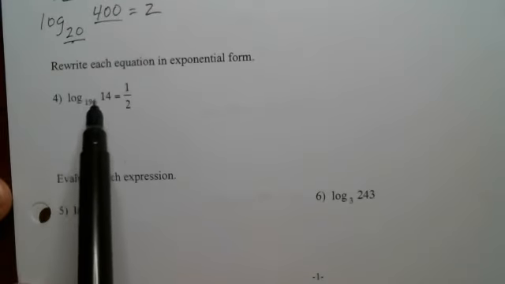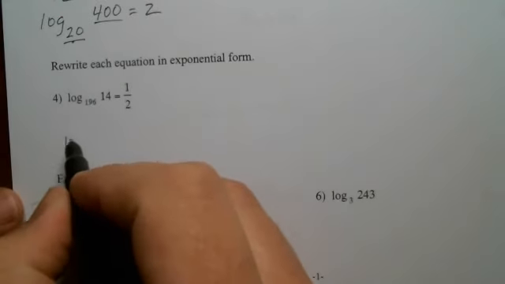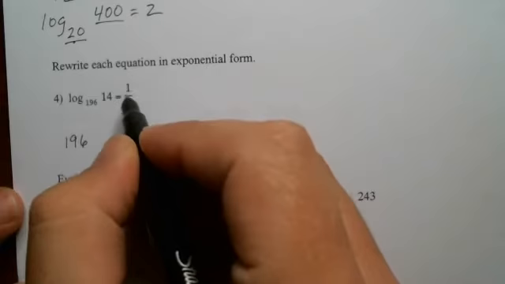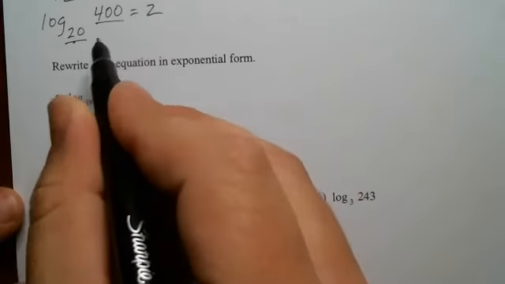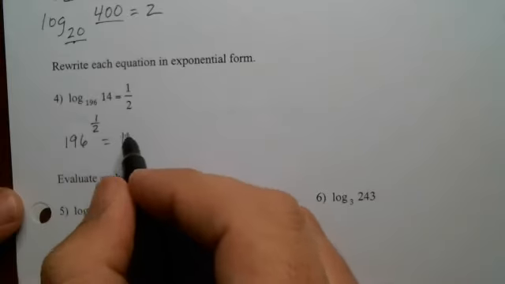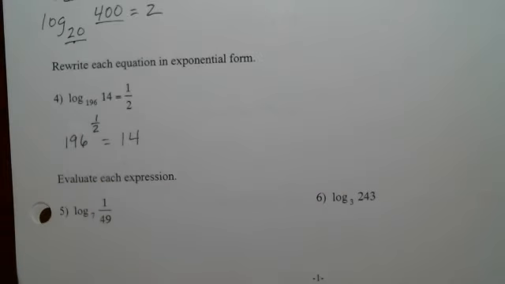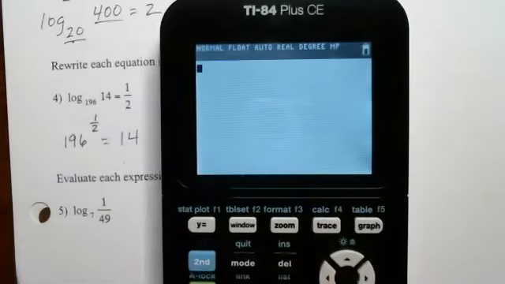Going to number 4, write this in exponential form. Remember, this right here becomes your base, 196. This on the right side becomes your exponent. We're just doing the opposite of what we just did here, and that's equal to 14. And again, you can check with your calculator, say 196 raised to the 1/2 power, and we get 14, okay? So easily could do it with our calculator just to be sure.